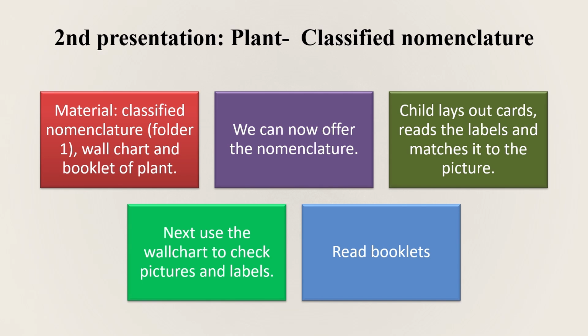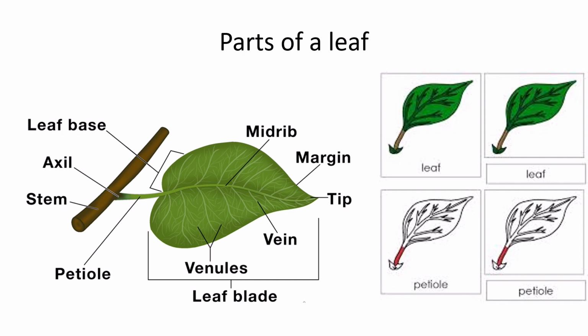The second presentation of the plant. The material is classified nomenclature, that is folder 1, wall chart, booklet of the plant. We can now offer the nomenclature. The child lays out cards, reads the labels and matches it to the picture. Next, use a wall chart to check the pictures and labels. Read the booklets. Once we have done the plant parts, then we move on to each part.